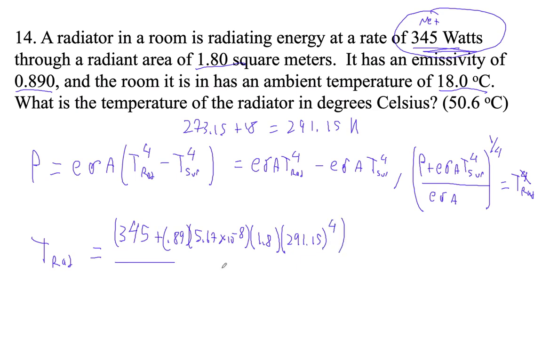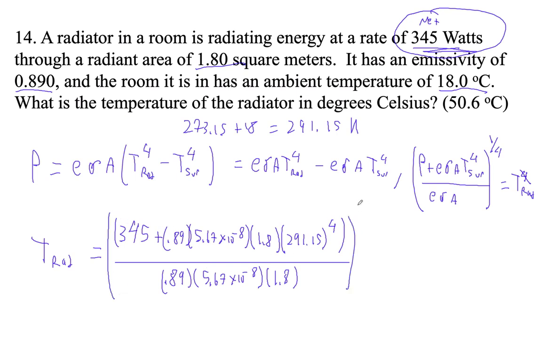And then that is divided by 0.89, which is our emissivity, times sigma times the area, which is 1.8. And you can't cancel it because there's a term there. And then this is all of this to the 1/4. This is like higher mathematics. Look at that expression.